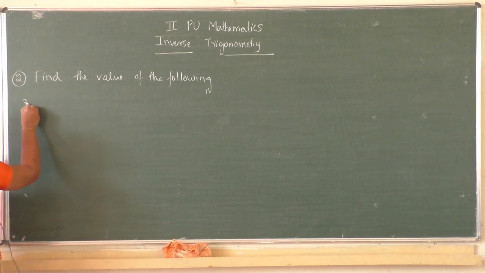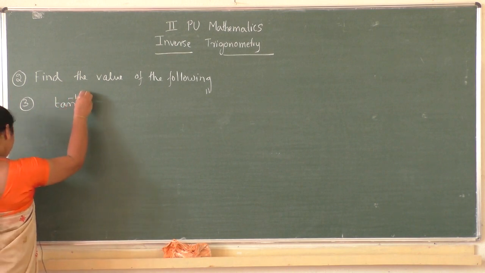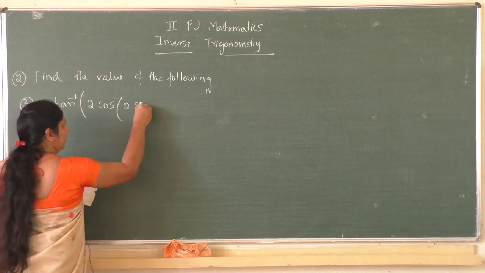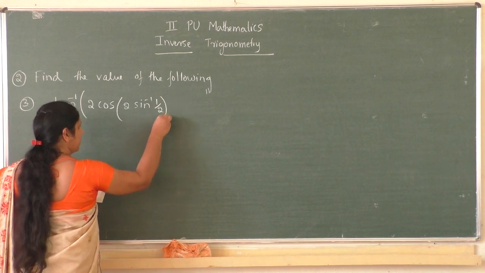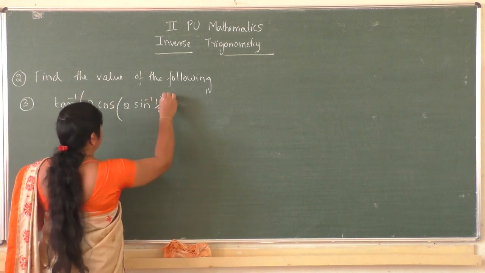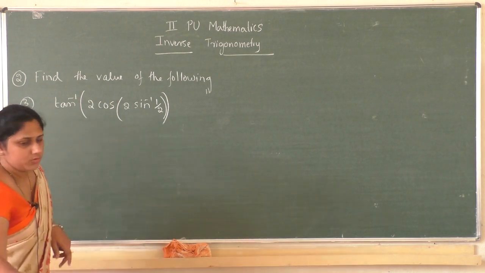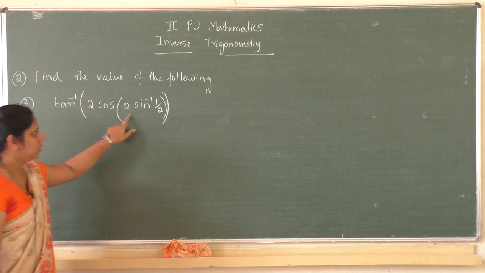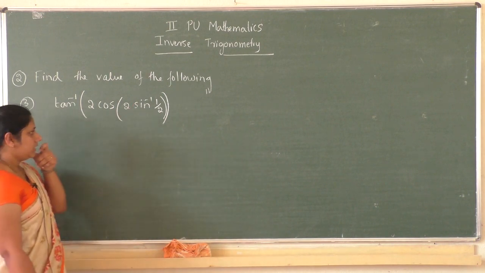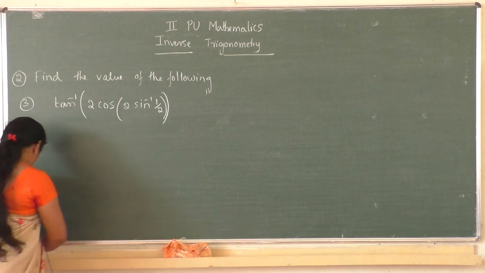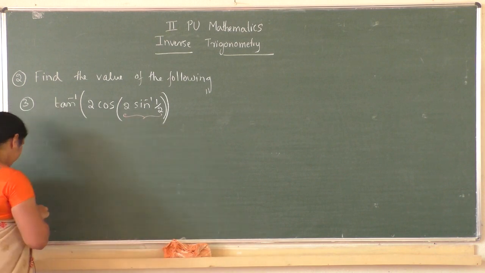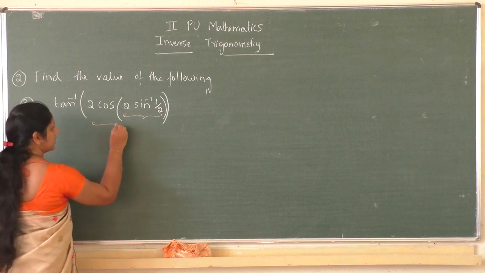Now question number 3, that is tan inverse of 2 cos of 2 sine inverse half, closed bracket. So you have to find the value of tan inverse of 2 cos of 2 sine inverse half. See, first we have to solve this term. After solving this term, we have to solve this one.